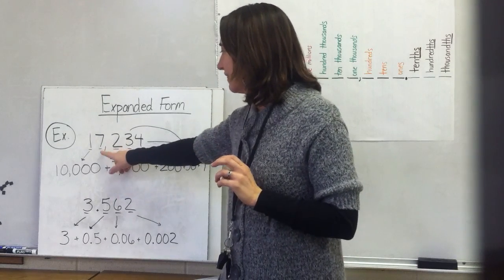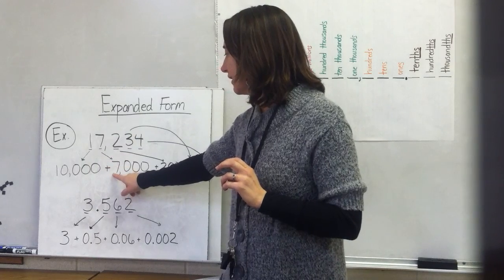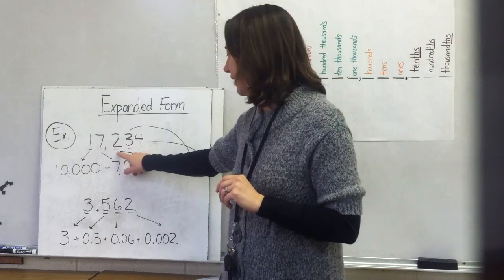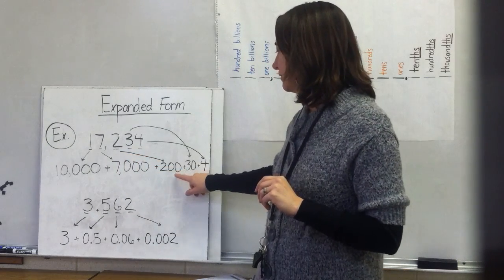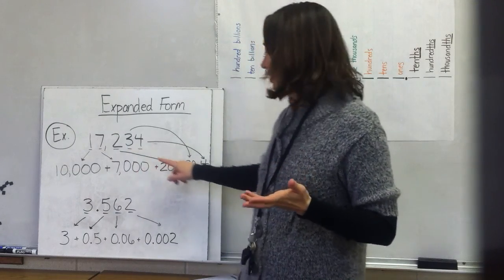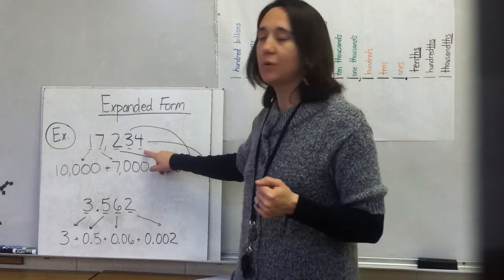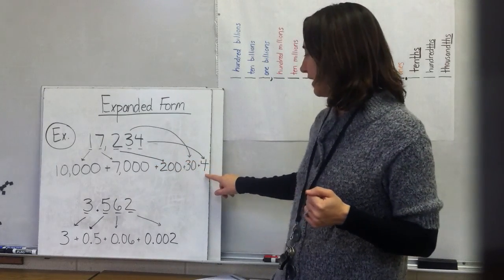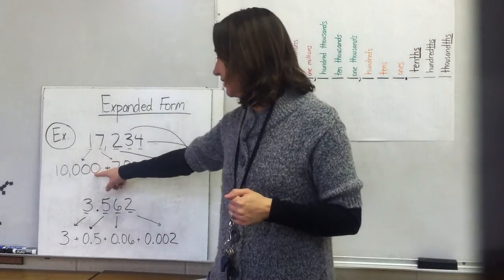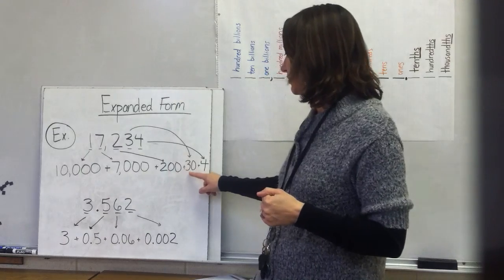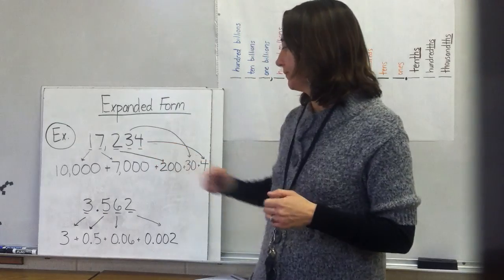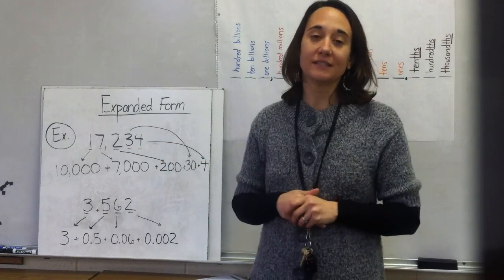The 7 is in the thousands place, which you can see there is 7,000. The 2 is in the hundreds place, which is 200. The 3 is in the tens place, and if you have 3 tens, you really have 30. And then the 4 is in the ones place. You can see that goes there. So in this case, if you added all these numbers up, 10,000 plus 7,000 plus 200 plus 30 plus 4, you would end up with 17,234.